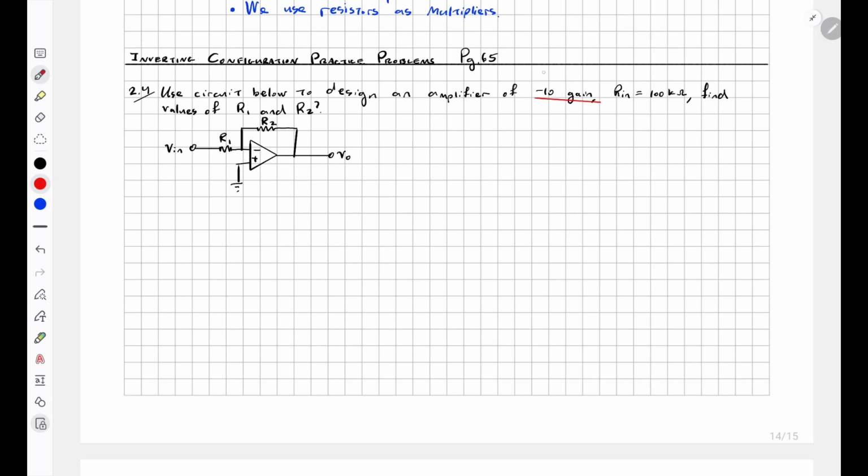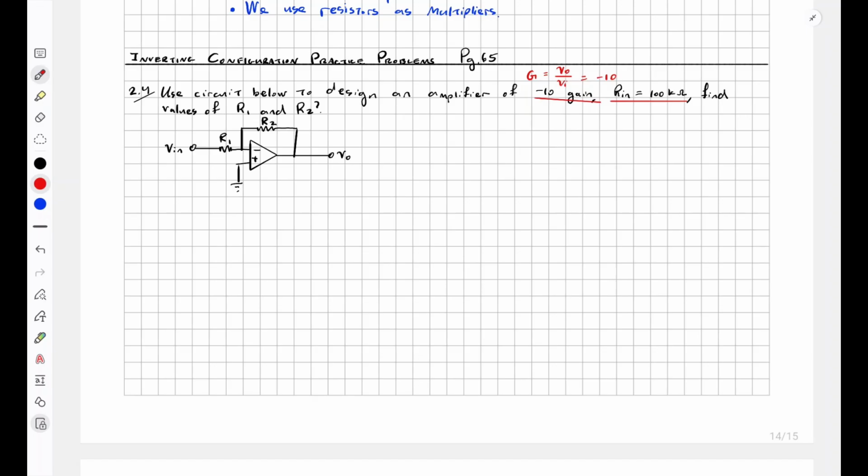So just to review, that means that the gain, which is equal to V out divided by V in, is equal to -10. And we are also required that the input resistance is 100 kilo ohms, and we are asked to find out what the values of R1 and R2 are that allow these to happen.